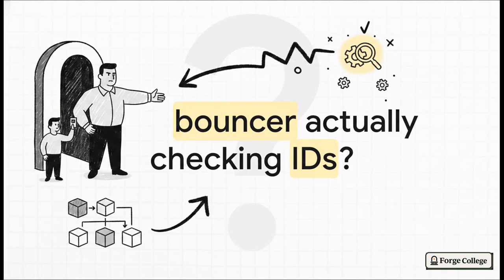Now, what's really interesting about this next part is, sure, our bouncer is at the door, but how do we know they are actually checking IDs? Just deploying the contract is only half the battle, right? Just because it's sitting there on our local blockchain doesn't mean it actually works. We have to interact with it to prove our logic holds up under pressure.